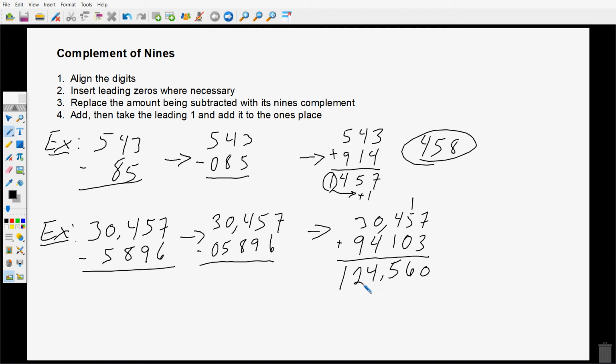So I ended up adding 30,457 and 94,103, which gives you 124,560. And the last step says take that leading one and add it to the ones place, which would give you 24,561. And again, this is a neat little trick if you don't like subtracting, but you can add.